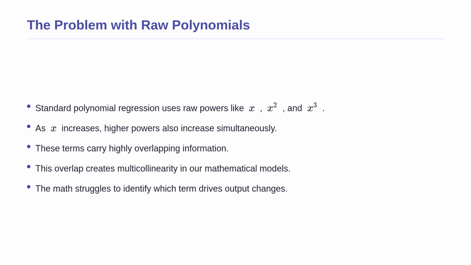In standard polynomial regression, we often model curved relationships using raw powers of our input variable, such as x, x squared, and x cubed. The issue is that as the value of x gets bigger, the value of x squared also gets bigger. They race off in the same direction, meaning they carry highly overlapping information. This overlap confuses our mathematical models, creating a problem called multicollinearity. Because the predictor variables are too closely related, the math struggles to figure out which specific term is actually driving the changes in the output variable.